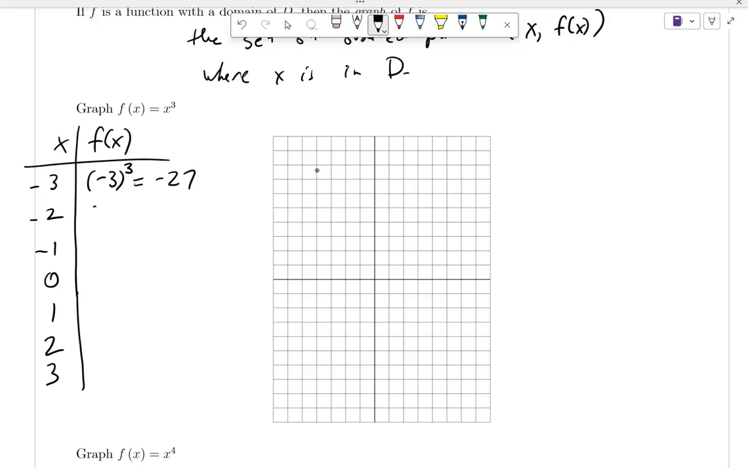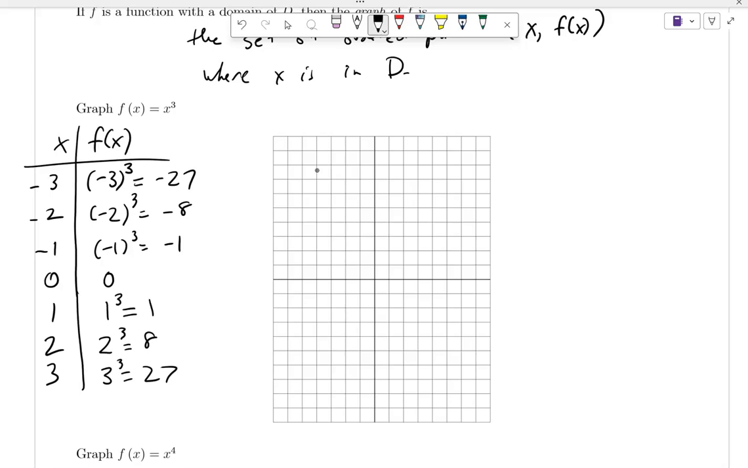Do the same thing with your -2. What do you get in that case? -8. We do it with -1, we get -1. What do you get when you put in 0? You get 0, right? Because 0 cubed will be 0. When you plug in 1, you get 1. Plug in 2, we get 8. Plug in 3, we get 27. We get the positives, right? Everybody okay with those?